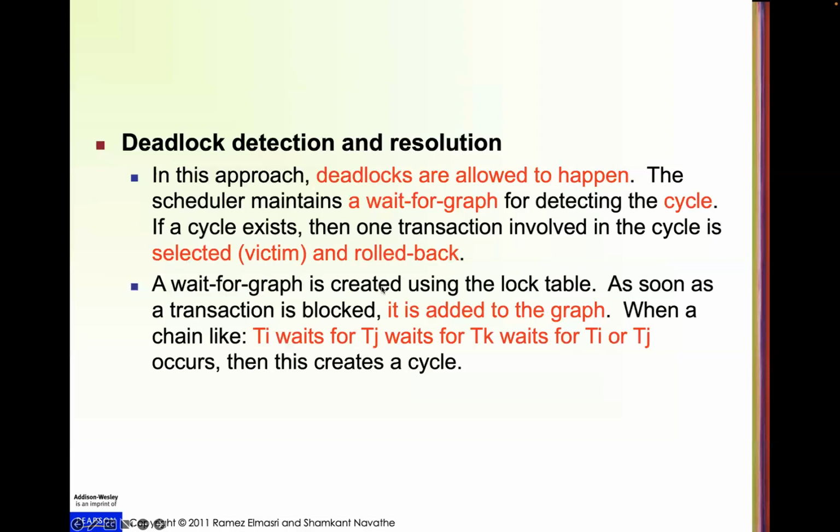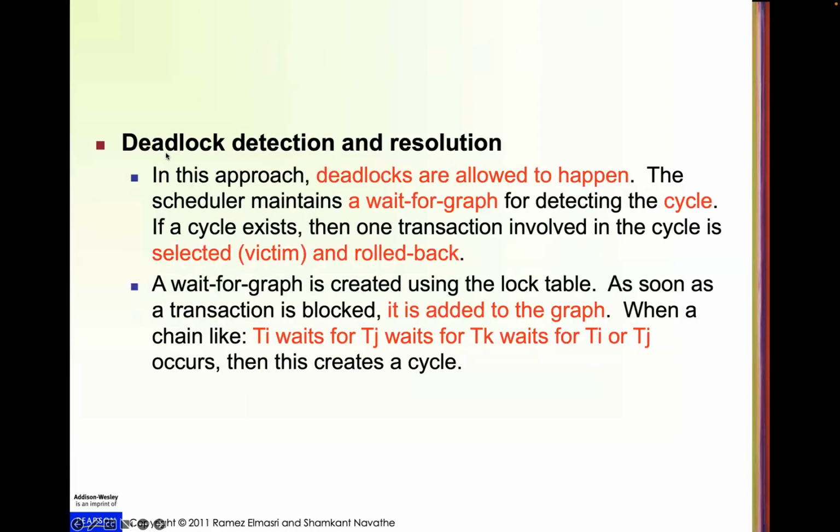A wait-for graph is created using the lock table. So we maintain a lock table and then we create a wait-for graph. As soon as a transaction is blocked, it is added to the graph. When a chain like Ti waits for Tj, Tj waits for Tk, Tk waits for Ti occurs, this creates a cycle, and then we handle the cycle by using the rollback approach.